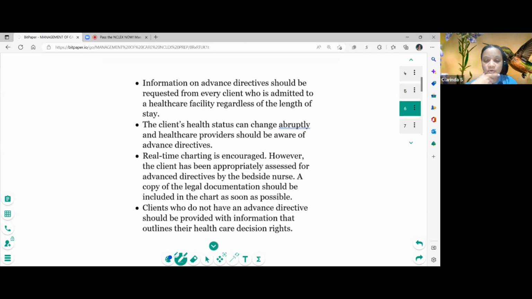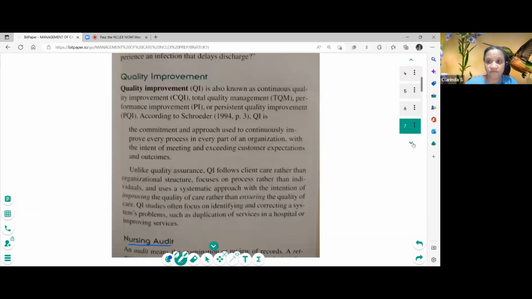Of course, in real life, they like for us to chart in real time. So by the book, we should be charting as close to real time as we can. And she's saying we're going to get to it, we're going to chart it. So at least she's addressed it, and she's making sure that there's going to be a legal documentation placed on the chart. If a patient doesn't have that advanced directive, then we would address that and try to get them some information.